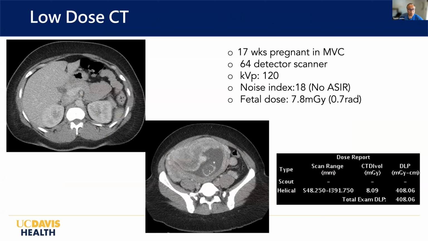Here's an example of a 17-week pregnant patient, MVC, using one of our 64-detector scanners at a kV of 120. Noise index was set at 18. This is an older example, from before ACER. We had one of our physicists calculate the fetal dose because the patient wanted to know what that was, and it was 0.7 rads. So it's an example of low-dose CT.